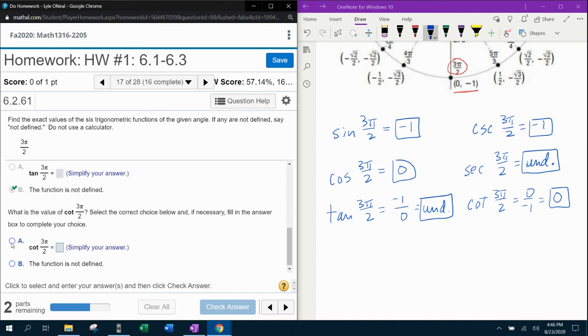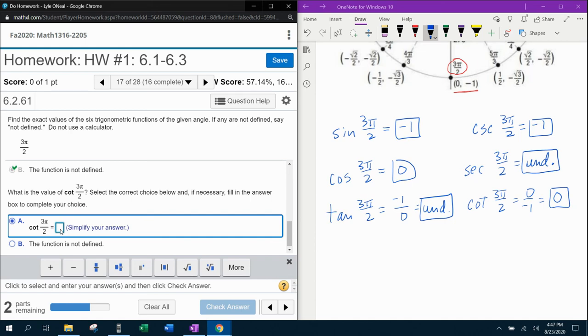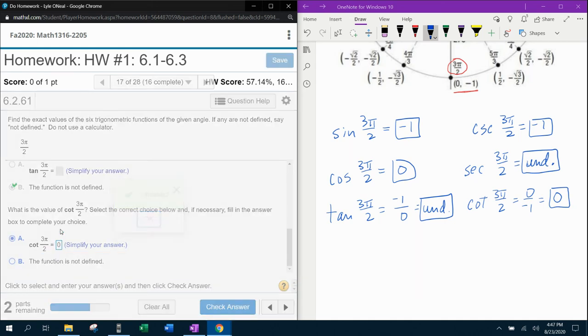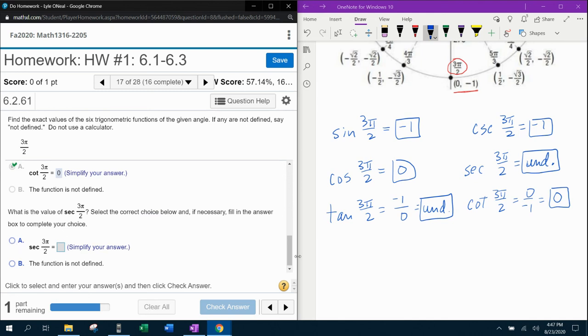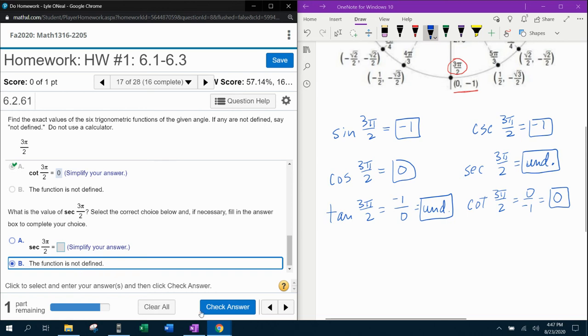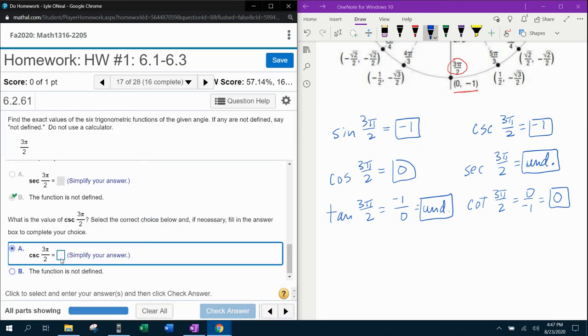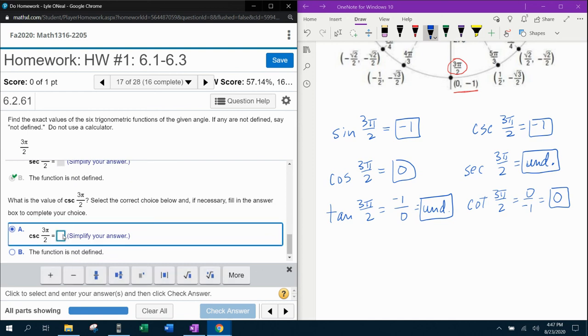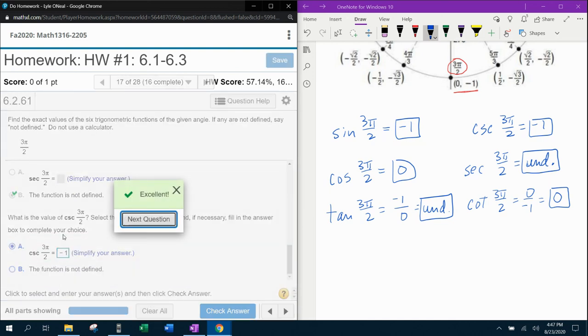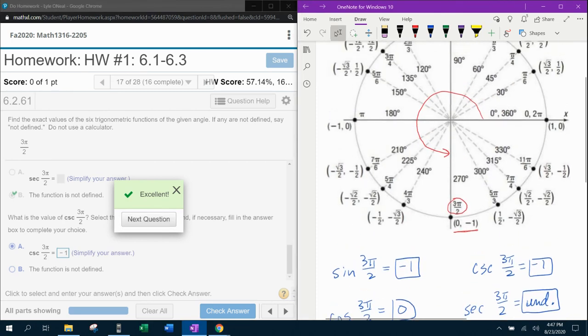And then remember, be careful to make sure you put in the answer they asked for. Cotangent is next, and we got 0. Secant, we found that to be undefined. And then cosecant, -1. And there you go.